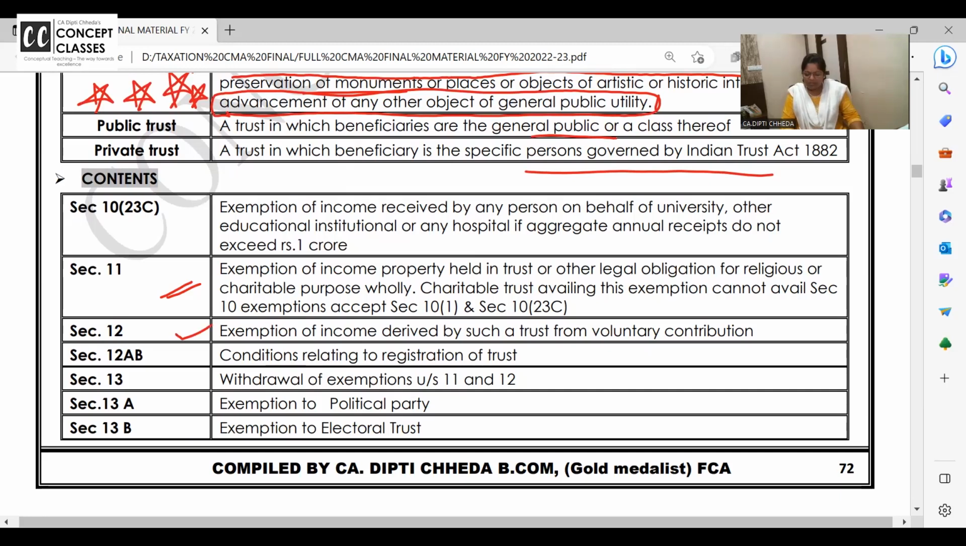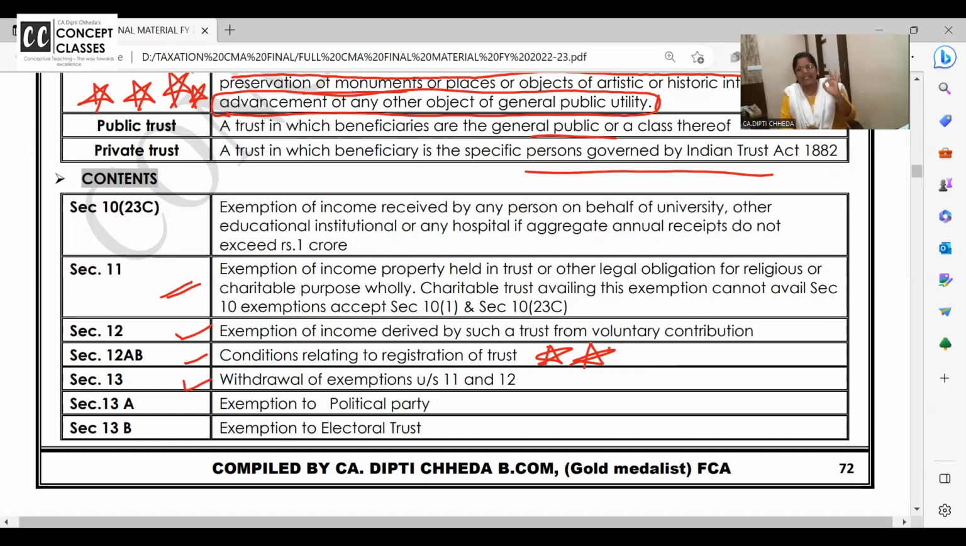Section 12, exemption of income derived from trust from voluntary contributions, donations and all. 12AB is registration. This is completely revamped. Earlier, for all trusts, the registration under 12AA was done for lifetime. Now, as I said, it's only for 5 years. Withdrawal of exemption under section 11 and 12.